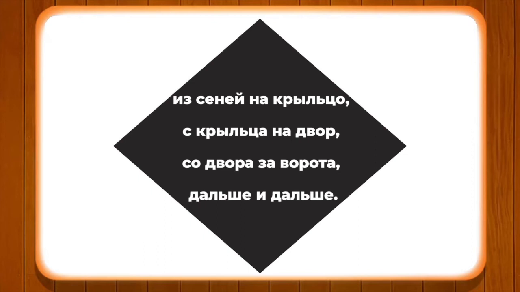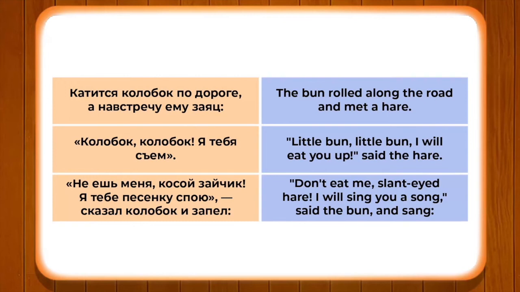Качиться, колобок по дороге. So it started rolling. Качиться means to roll, as you know. Колобок по дороге. По дороге is a construction in a case which you must have studied or you will be studying. По дороге means along the road. А навстречу, навстреча, that means meet. Навстречу ему заяц. The колобок, the bun met the hare, and he says, колобок, колобок. So again he is addressing with the name, колобок, колобок. That means, hey bun, bun, я тебя съем. That means I will eat you. Съем from the verb съесть. And я means I, тебя means you.